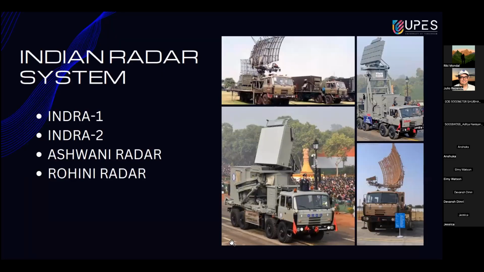Can we go to the next slide, please? So these are common Indian radar systems: Indra 1, Indra 2, Ashwini radar, and Rohini radar. Next.